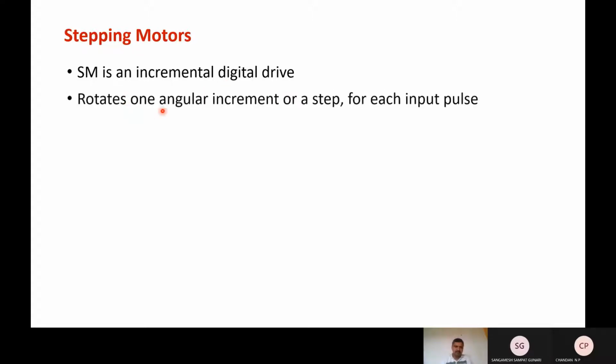So a stepping motor rotates one angular increment or step for each input pulse. Suppose you give one pulse input, that will result in a movement of one angular increment, which is equal to the step angle. If the step angle of a particular stepper motor is 1.6 degrees, then if you give one pulse input, that will result in an angular increment of 1.6 degrees.